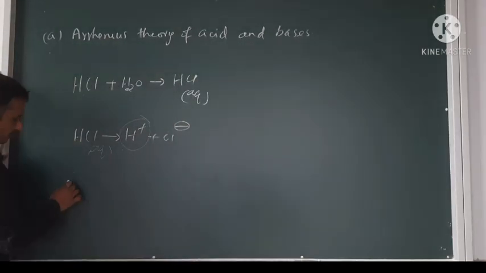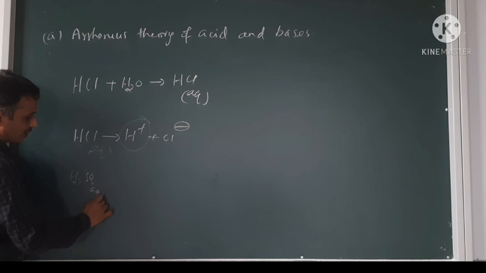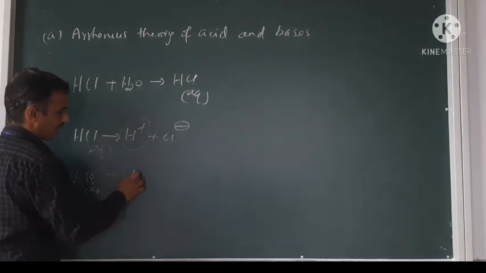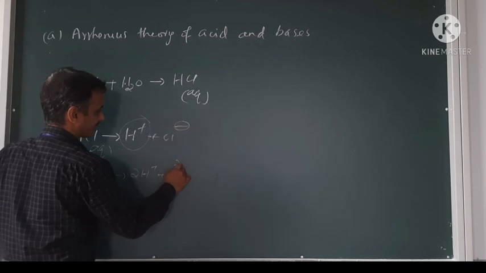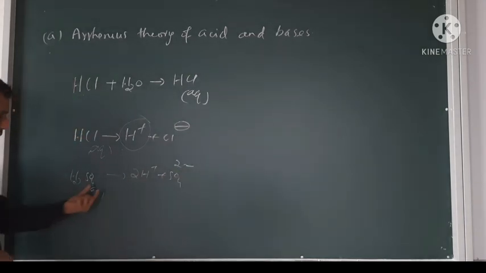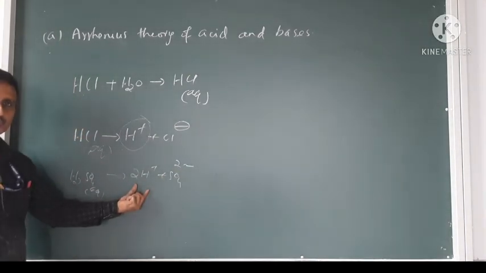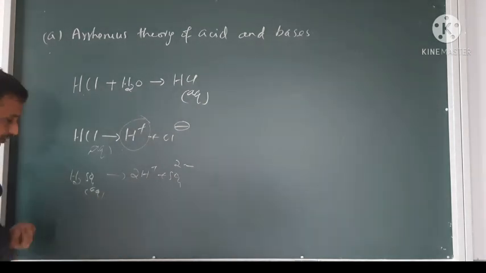Take H2SO4 aqueous: when dissolved in water, it starts giving 2H plus and SO4 2 minus. Again, what happened here? H plus is produced in the water when dissolved in water.